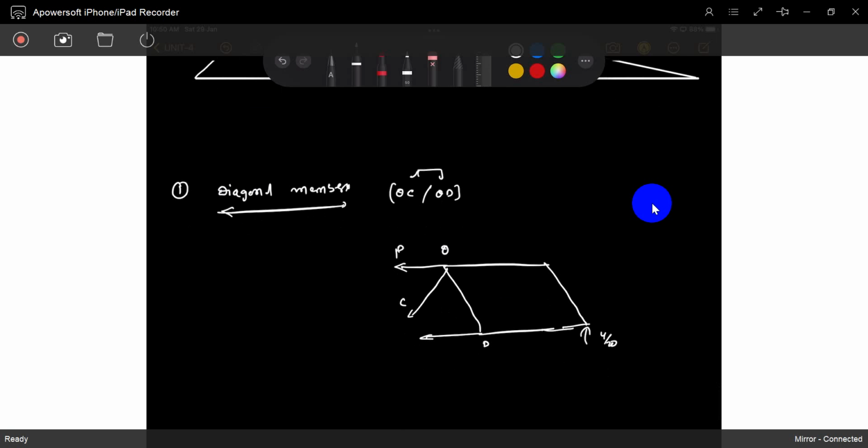Just balance the vertical forces, sufficient for the diagonal members. So the QC vertical component must be equal to 4 by 20. Are understood? QC vertical component, just for the diagonal members. Vertical force balance. That's sufficient.